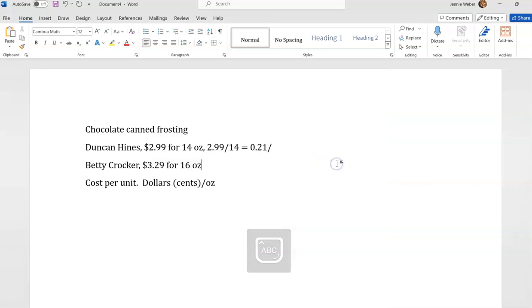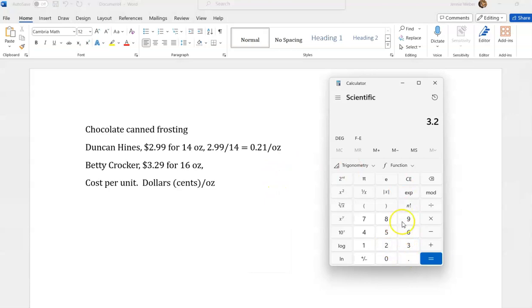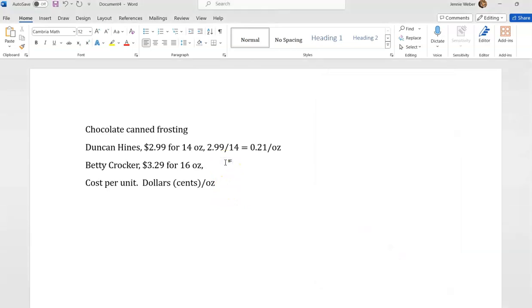And then I'm going to come down here and do the same thing, only now I'm going to do 329 divided by 16 ounces because this is a bigger can. And I can see I get 21.05. Kind of rounds up. It's pretty darn close. But still, technically, a little bit cheaper is the Betty Crocker, even though on the face of it, it seemed more expensive. But when I actually compared how much I was getting for it, Betty Crocker is the better deal.